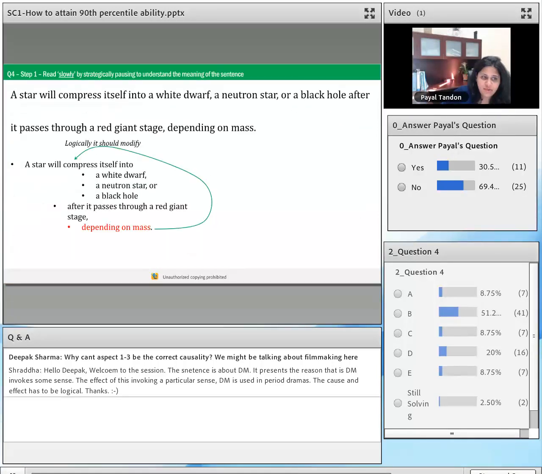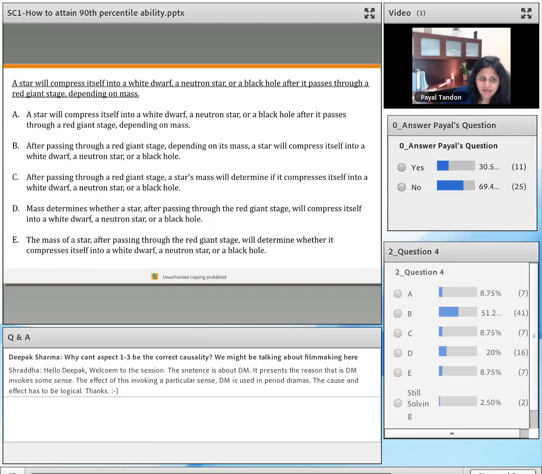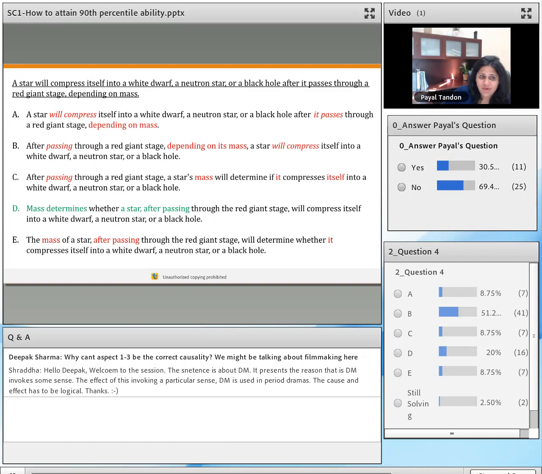Okay. So now choice A was not selected by many of you, so you should have been able to identify this as the error. But choice B also has the same error. After passing through the red giant stage, depending on its mass, now depending on its mass, could either go here or it could go here.